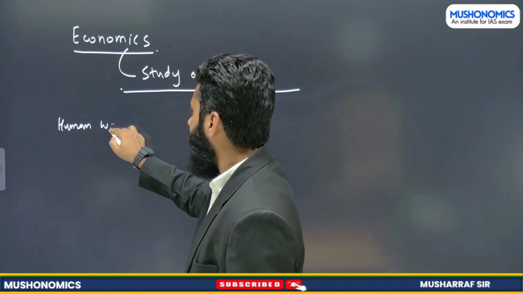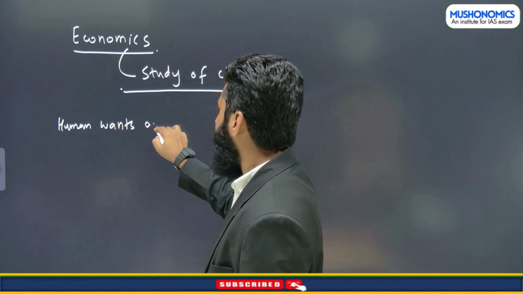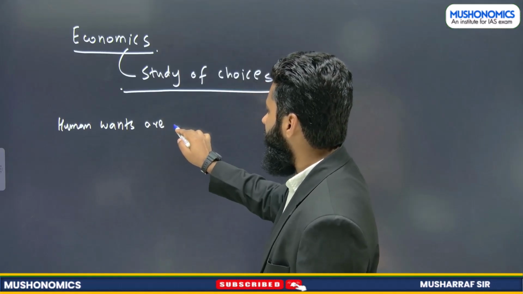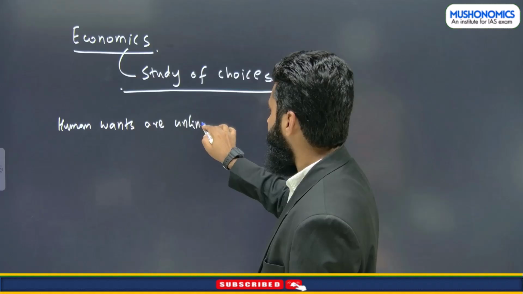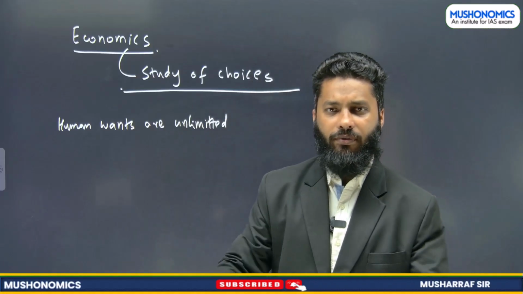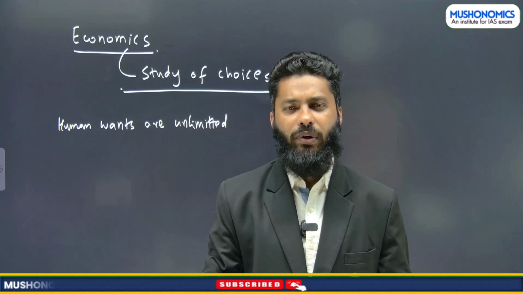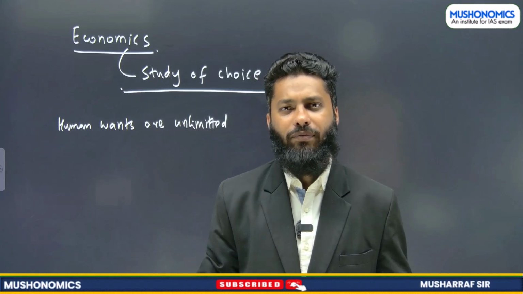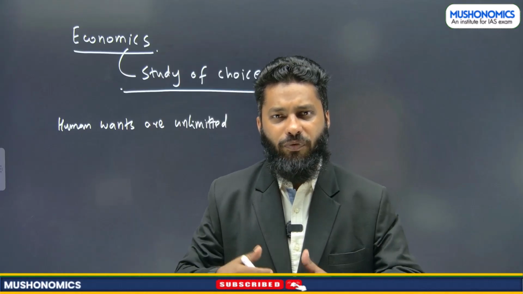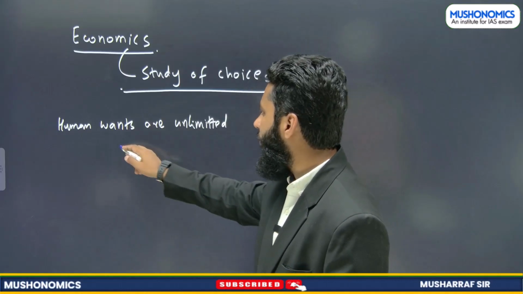When we say human wants are unlimited, what do we mean by this? We have lots of wants, right? We need 10 cars, 20 houses, 5,000 clothes, thousands of footwears, etc. So we need a lot of things. That means our wants are what?